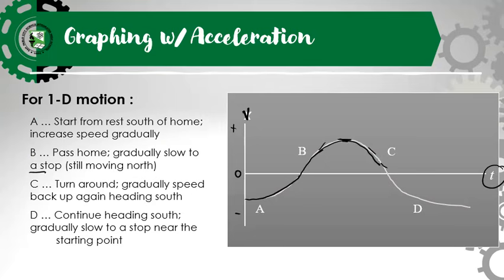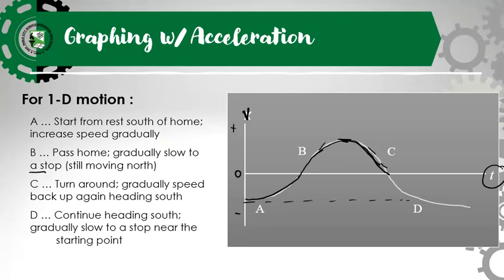And then on statement C, nag-turn around daw siya after gradually stopping. So, nag-turn around, nag-iba ng direction, going to the opposite direction, which is heading south. So, bumilis na yung ano niya. Okay, kaya makikita nyo, nag-iba yung curve. Bumilis na yung takbo niya, and then continue heading south near to your starting point. Okay, so kung ititrace mo yan, malapit. So, hindi naman talaga dapat pantay. Malapit lang sa starting point.